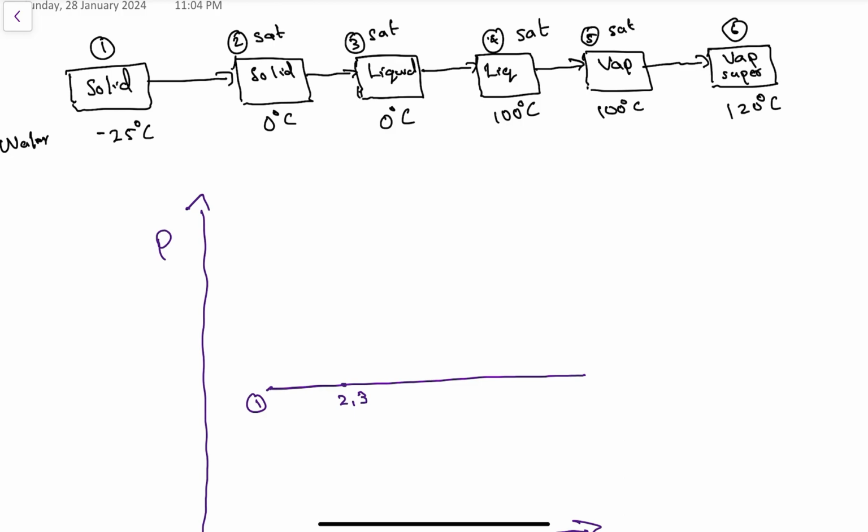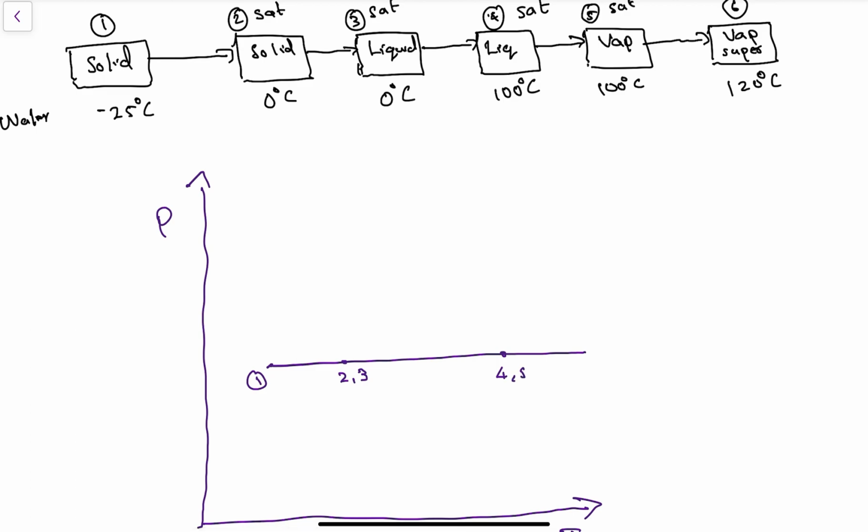After that, 3 to 4, temperature is increasing from 0 to 100. For any other substance it will be different. For water it will be 0 to 100. So that means you can plot 4 here. Then 4 to 5, again that is a constant pressure, constant temperature process. In the phase change process, temperature is not changing. So 4 and 5 will coincide. And after that, if you heat, temperature increases, so you will have 6.